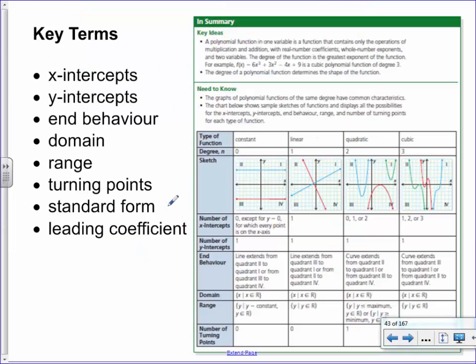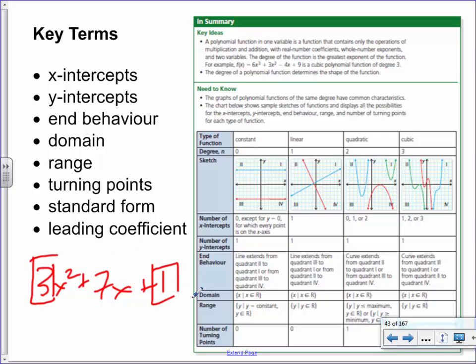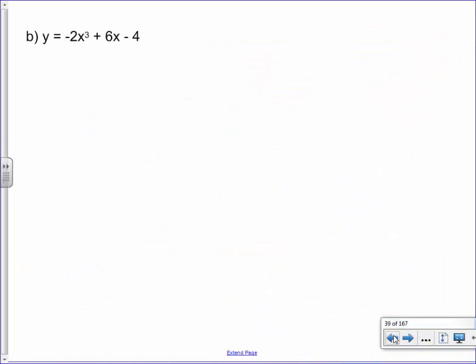Do you guys remember what standard form means? Yeah, the way it's supposed to be written. So if you write it as 3x squared plus 7x plus 1, the reason why standard form is so useful is it tells you what the leading coefficient and the constant term happen to be. So standard form is just the way you write it. Let me show you an example, though, of something not in standard form, just so you're clear.